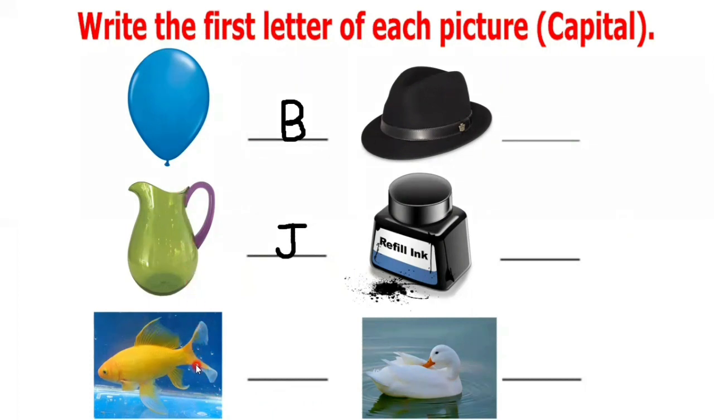Here the next picture is fish. We have to write the first letter of fish. What is the first letter of fish? For that you have to observe the first sound of fish. What is the first sound of fish? Which letter gives this sound? F. F letter gives this sound. F says F.